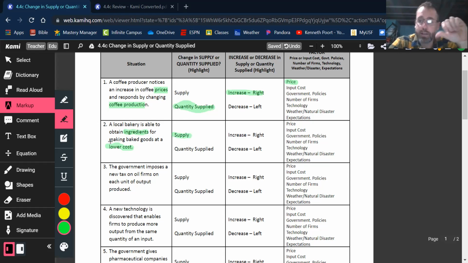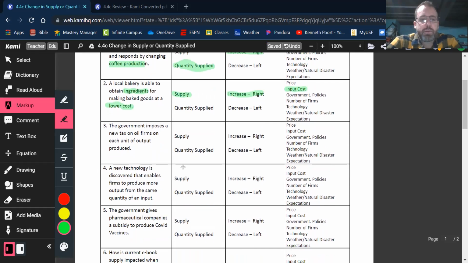So it's lower costs. So if my costs are going down, it's costing me less to make my product, I'm going to sell more, right? Because that hopefully means more profits for me. If it's costing me less to make it, I'm going to increase my supply. All right, so we're going to increase supply, and then we have to look for which one best fits. In this case, we would say it's our input costs are causing that change in supply.